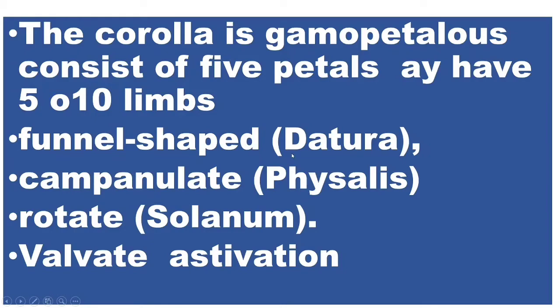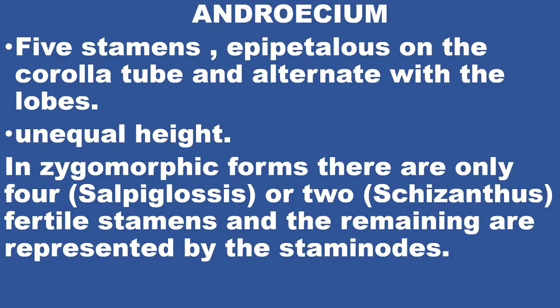Funnel shape as in Datura, campanulate in Physalis, and rotate in Solanum. Aestivation is valvate. Androecium consists of five stamens, epipetalous on the corolla tube and alternate with the lobes. And the androecium consists of stamens which are unequal in height.